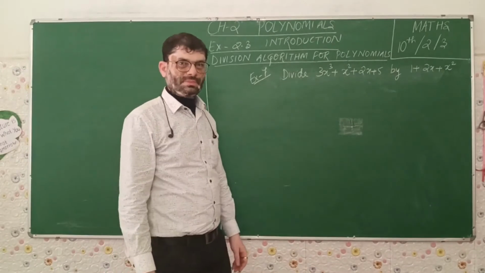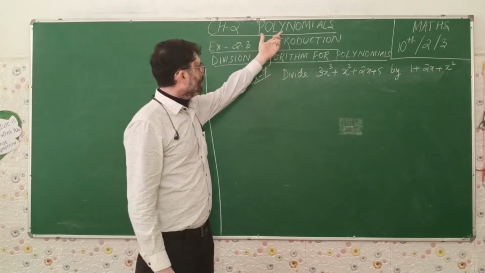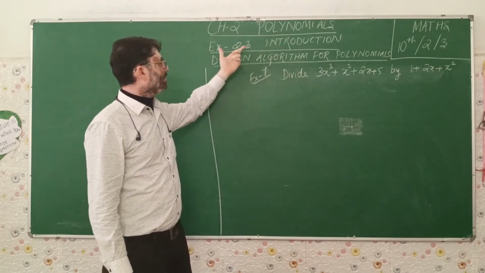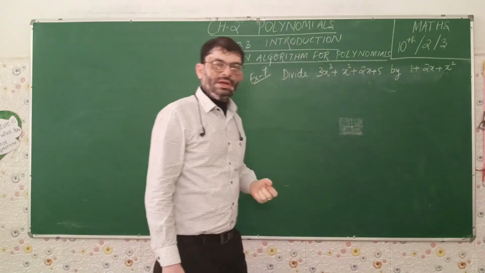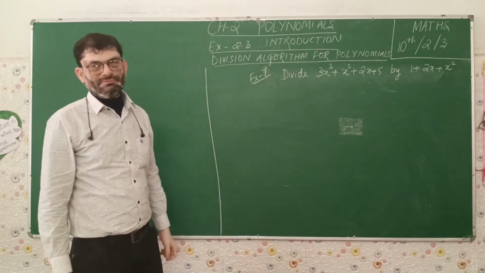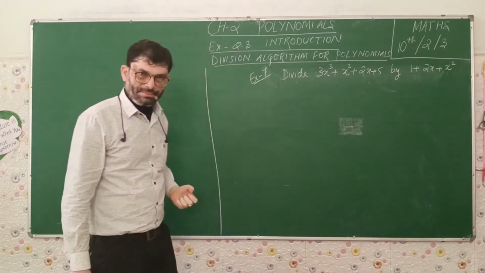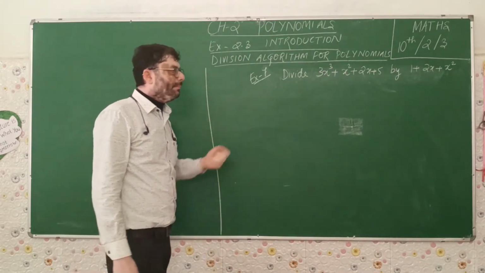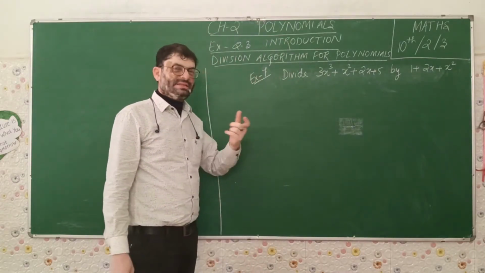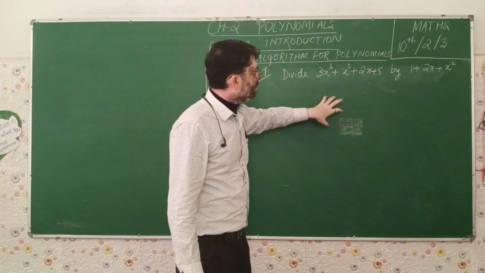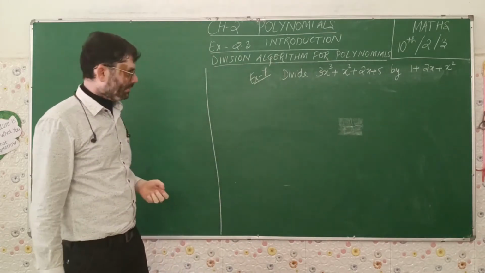Welcome back, students. In this session, we will study Chapter 2, Polynomials. The introduction part of exercise 1.3, that is division algorithm for polynomials. In order to understand the division algorithm for polynomials, let us divide a polynomial by another polynomial. The division of a polynomial by a polynomial was also there in class 9. Here we will be just revising and we will be moving those division part into our topic of division algorithm for polynomials in class 10.